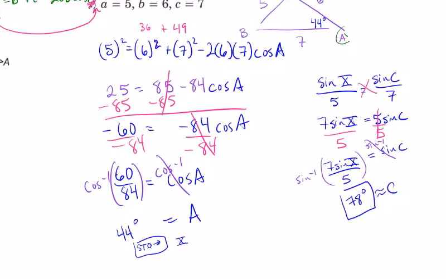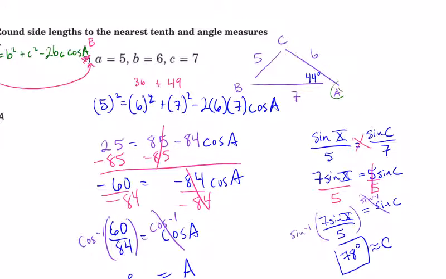Okay. So now that I know this is 78, now we can easily find B, right? If we know these two, we can find the third angle. So we just do 180 minus 78 minus 44, and that equals 58. And so we can put a 58 in there now. All right. So we just solved this triangle. We found everything that's missing, right? Just like we did on the triangle before.